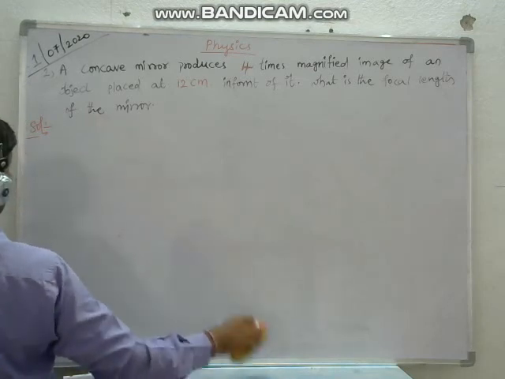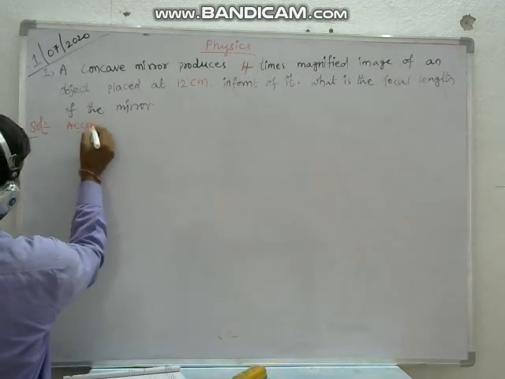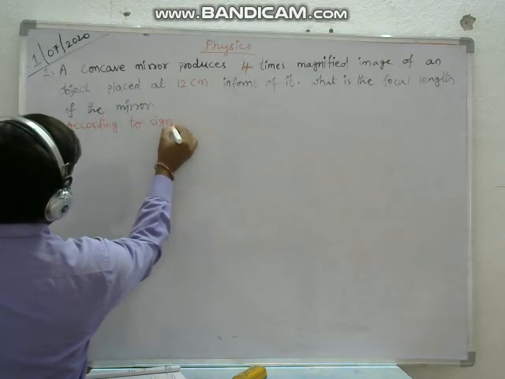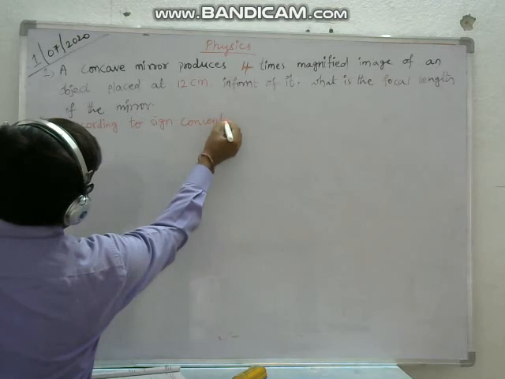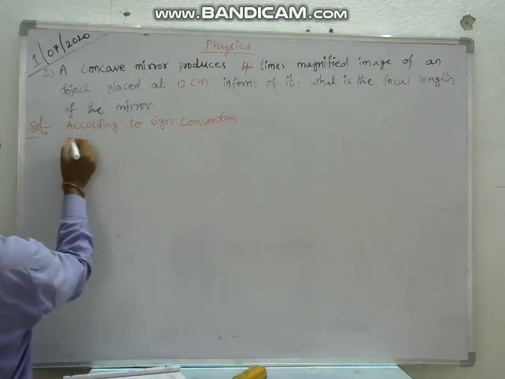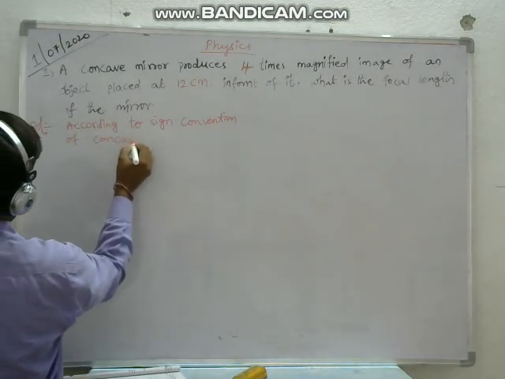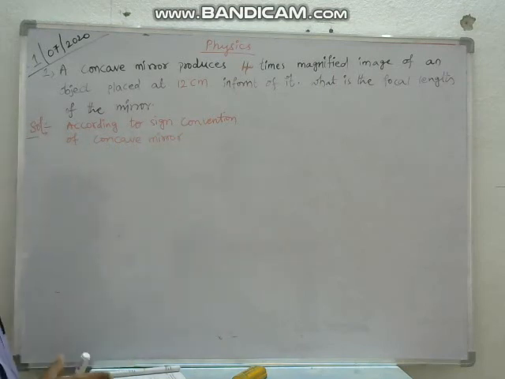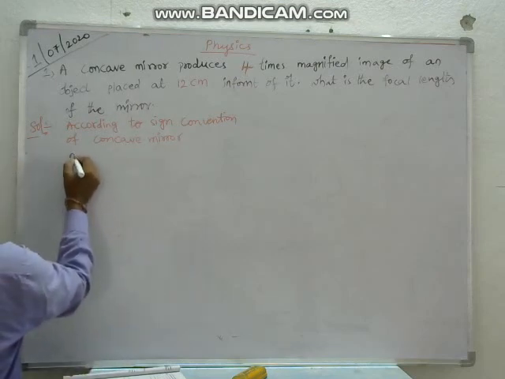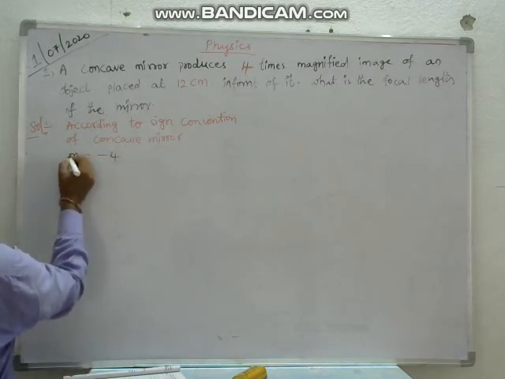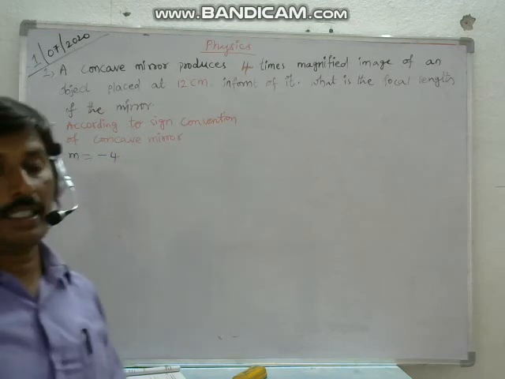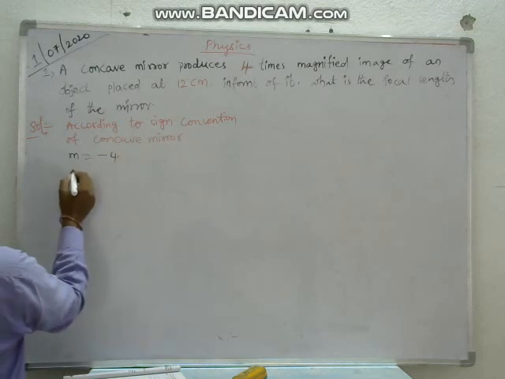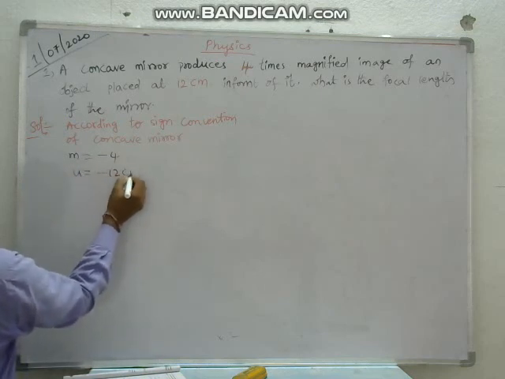See here, according to the sign convention of a concave mirror, magnification m is equal to minus 4. That indicates that it is a real image. Also the object distance is given here: u is equal to minus 12 centimeter.